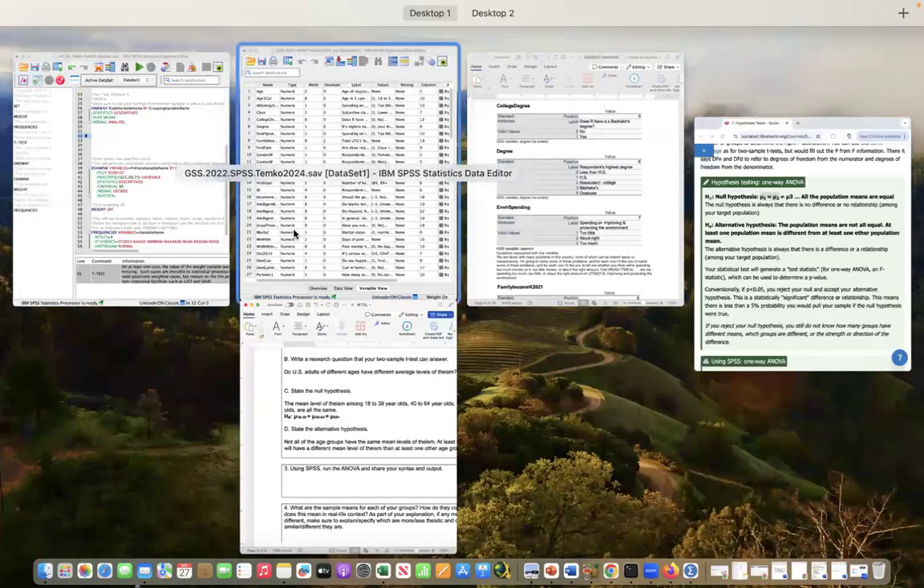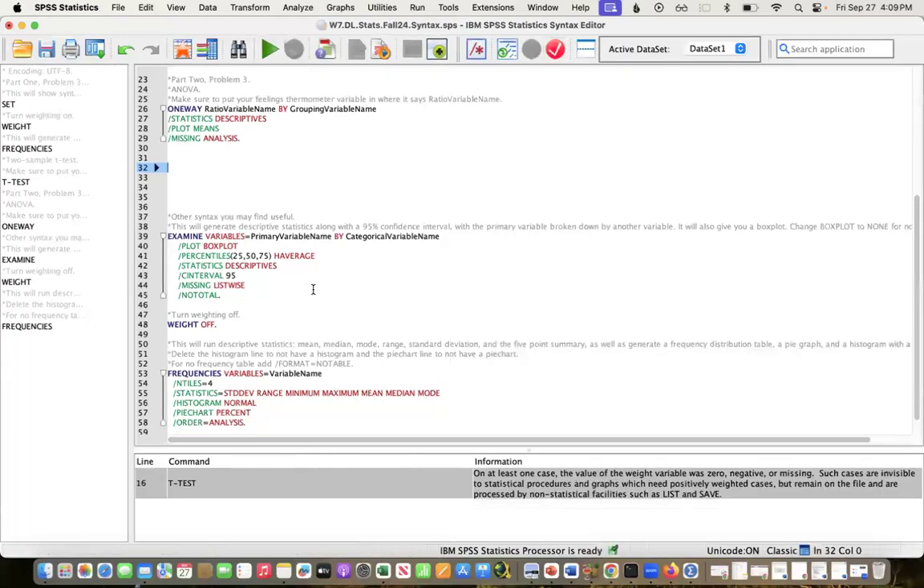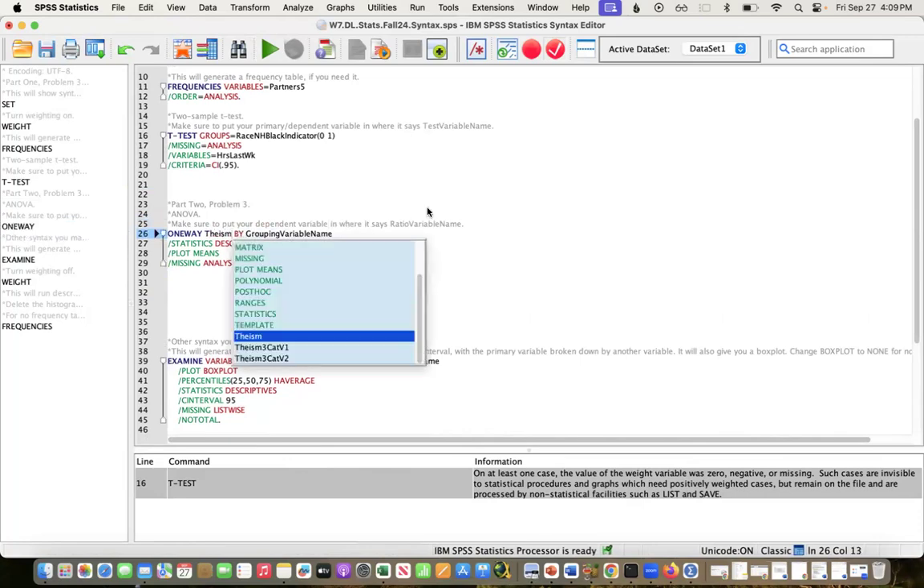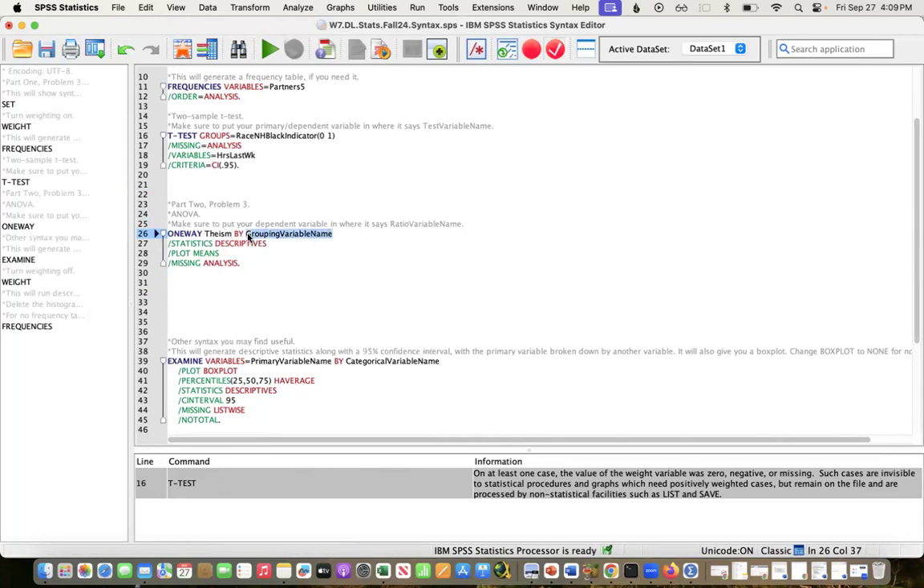So in my syntax, I have it right here, part 2, problem 3 ANOVA. That should say construct. So you're going to put your dependent variable in where it says ratio variable name, right? That's the one that we're going to have means for. And so in this case, that's theism. And then my grouping variable name, I have age 3 cat.